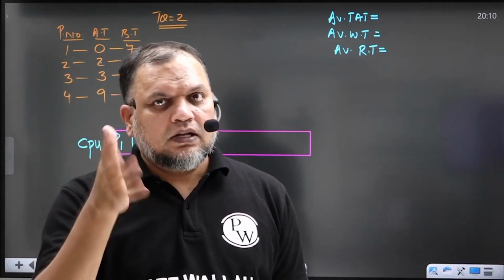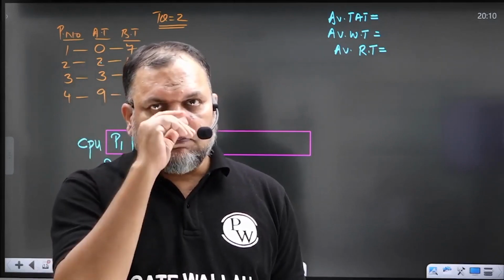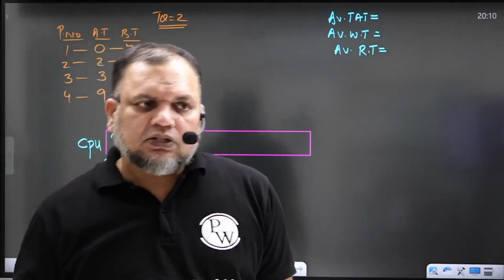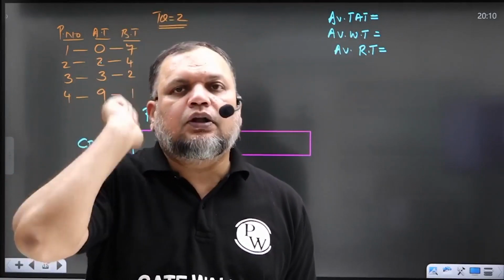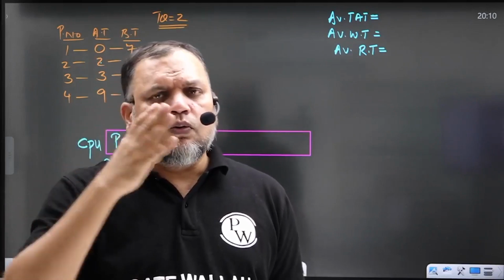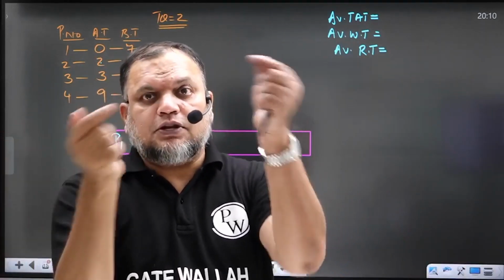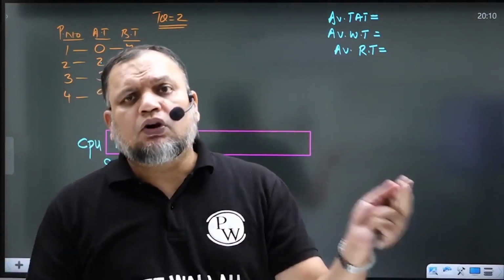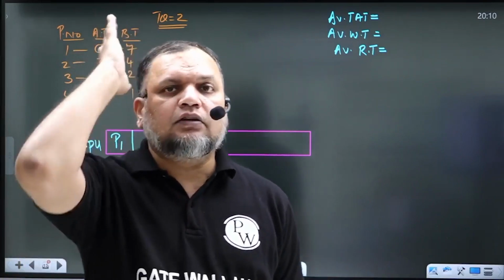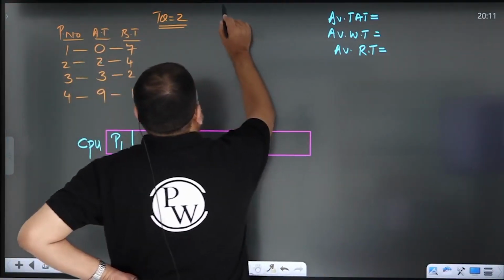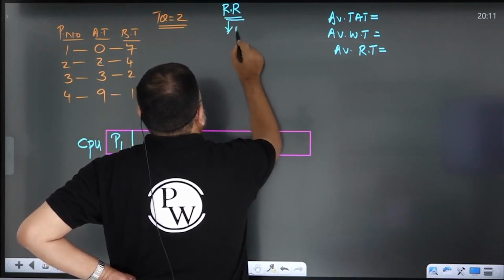Again I repeat, at time 2 when the timer interrupt has come and preemption is happening, P1 is trying to go into the ready queue and at the same time new process P2 is also trying to come to the ready queue. So there is a tie between P1 and P2. Who should be added first? The basic objective of round robin is to improve interactiveness.